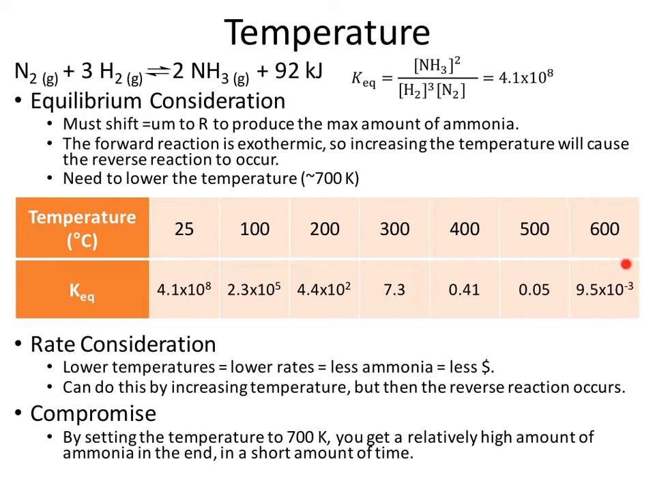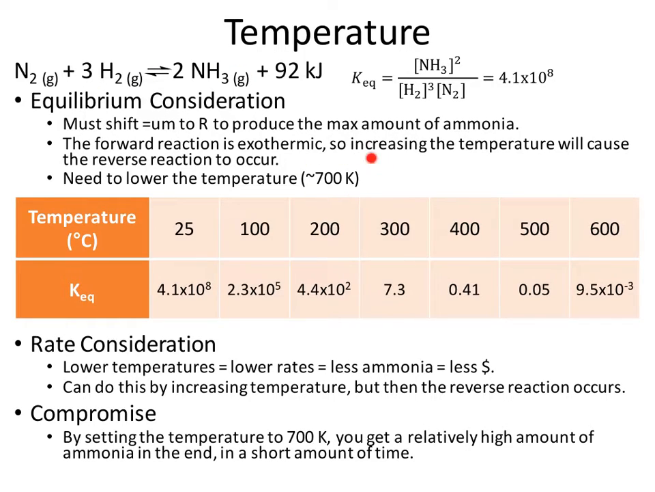Now, this table shows the effect of changing the temperature on the KEQ. You can see that at a low temperature here, our KEQ is times 10 to the 8, which means that products over reactants, products are really favored here. As we increase our temperature, you can see that our KEQ becomes smaller and smaller, meaning that more reactants are favored. The reason for that is because the equilibrium is shifting to the left.